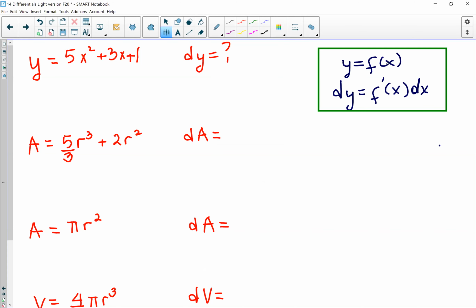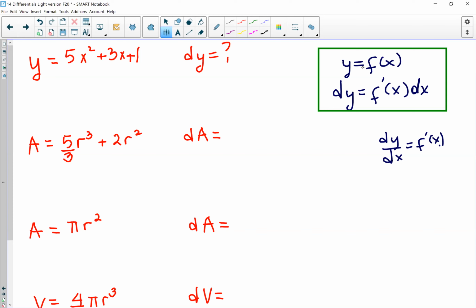So let's remember y equals f of x and dy equals f prime of x dx. If you ever forget that, just write dy dx is the derivative, right? And think as if you are multiplying both sides by dx, then dy equals f prime of x dx. So that's what we have over here.